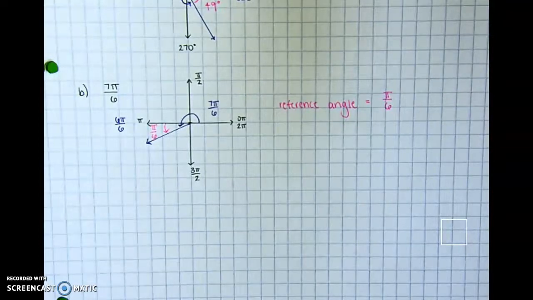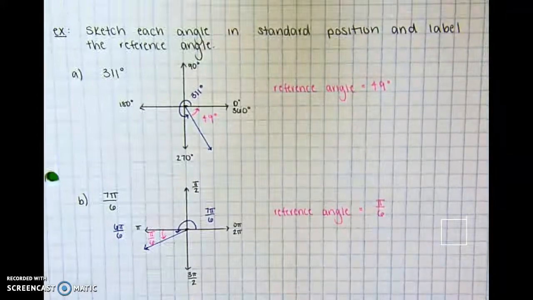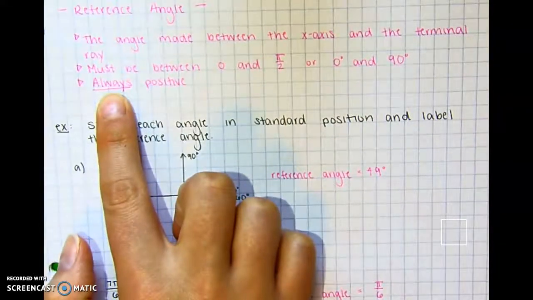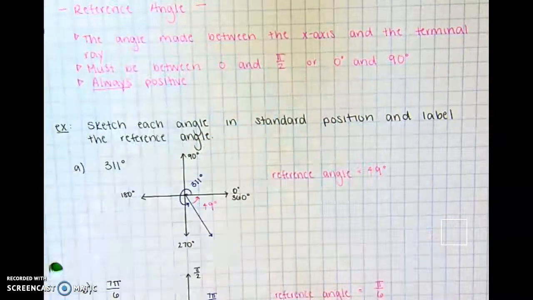Alright, so there's two examples for you. One's in degrees and one is in radians. Remember, it always needs to be positive, and it's always the angle between the x-axis and the terminal ray.